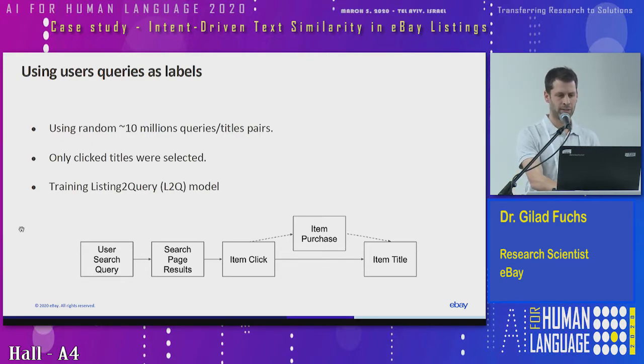In the bottom, we can see this diagram summarizes what I just said. So the user starts with a search query, you see the search page results, the user clicks on an item, and then we take the item title and pair it with the query. We also have the possibility to select only purchased items. We also tried that. We didn't see any significant difference between the two options.